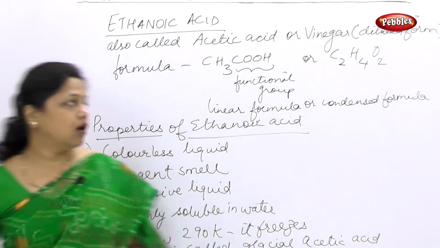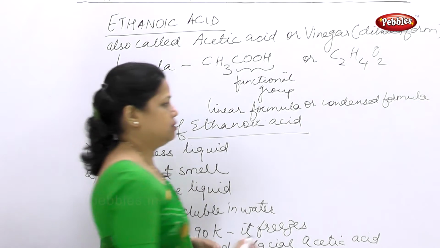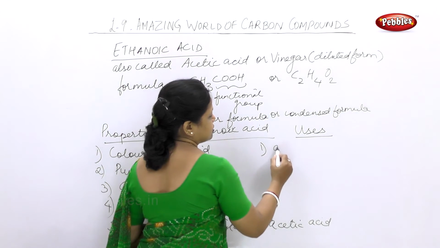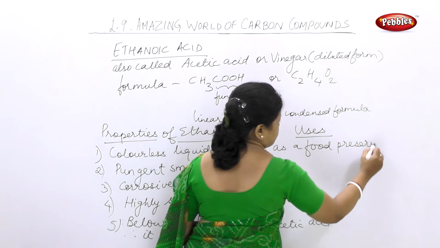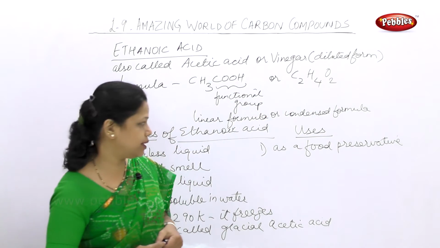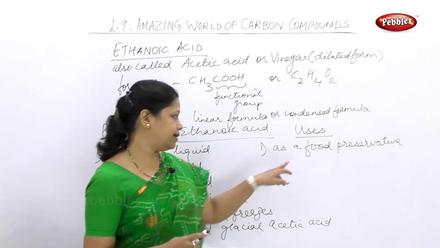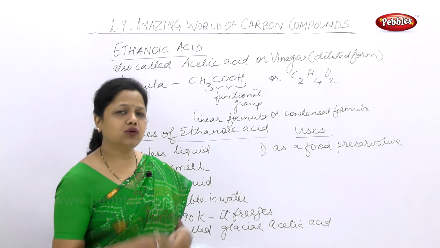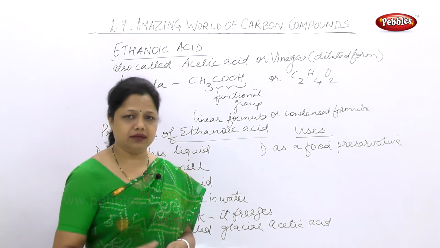Now we saw the properties of acetic acid or ethanoic acid. Where is acetic acid used? Let's see some common uses. It is used as a food preservative. If you have seen ketchup or jams being made, acetic acid or vinegar is used in a small quantity as a food preservative, which does not allow microorganisms to grow on it. So the shelf life of those jams, sauces and ketchup is increased.